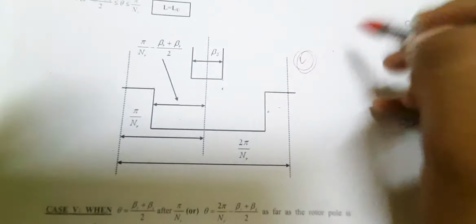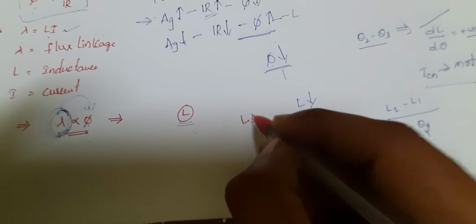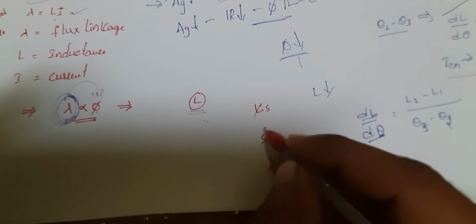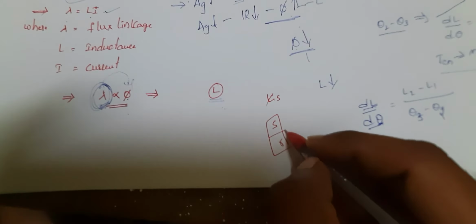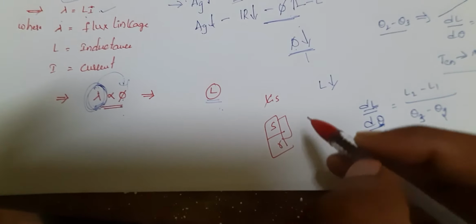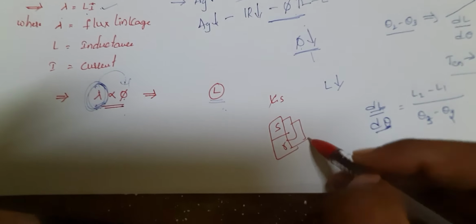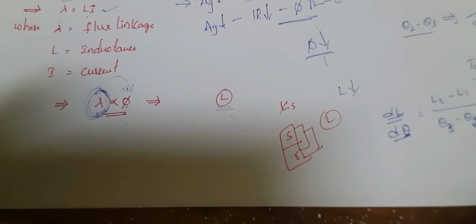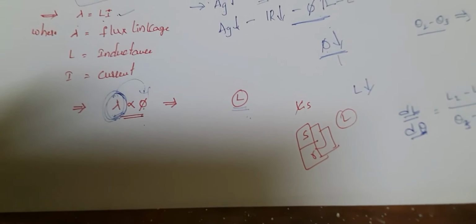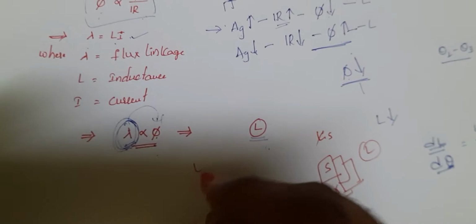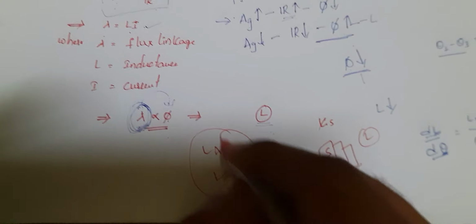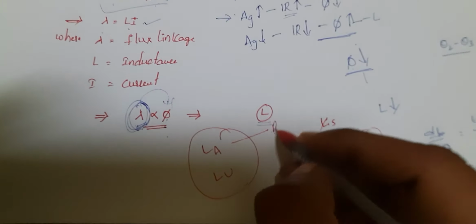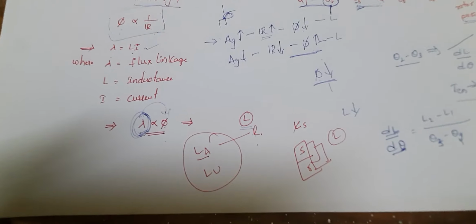Like this, when the stator and rotor pole cores are aligned or unaligned with respect to each other, the inductance value keeps changing. With the alignment of inductance LA and LU, the reluctance value changes, the inductance changes, and the operation takes place.